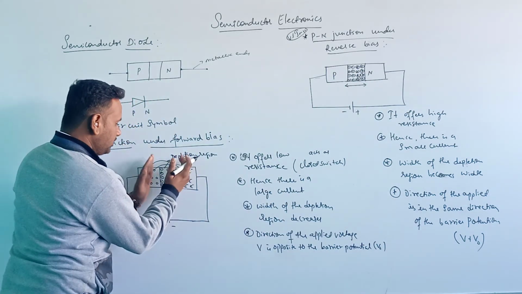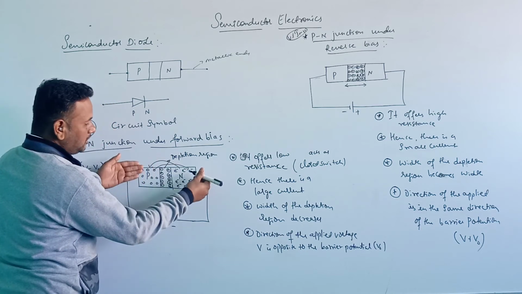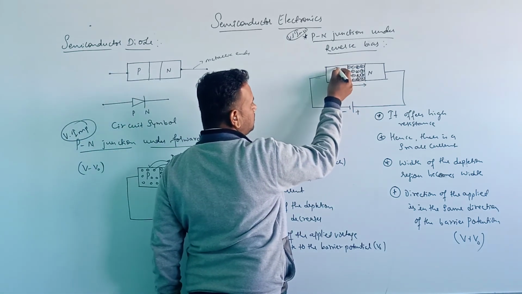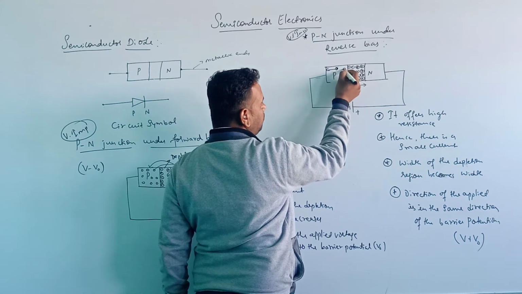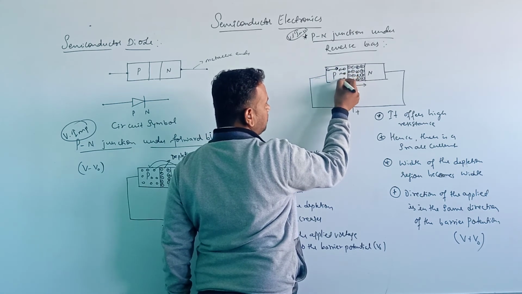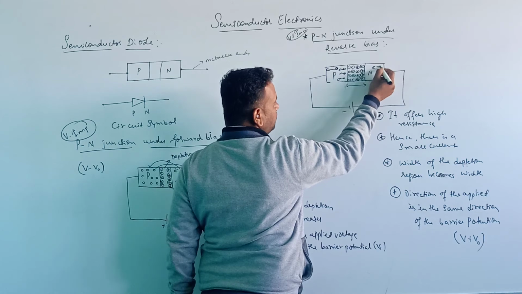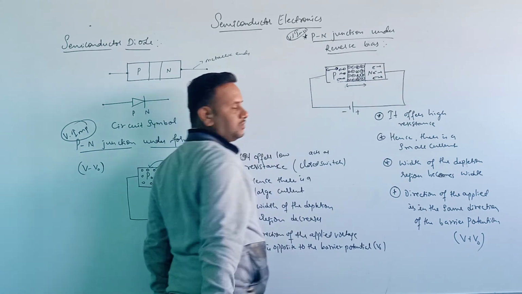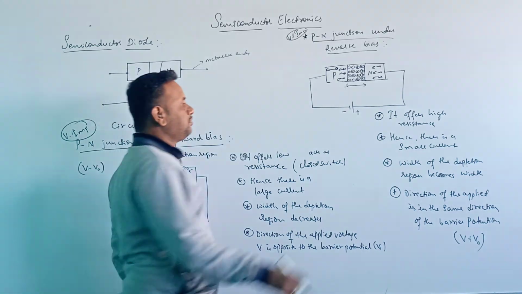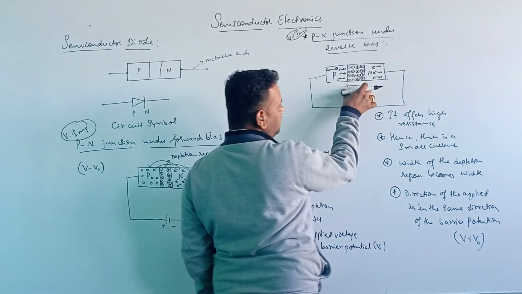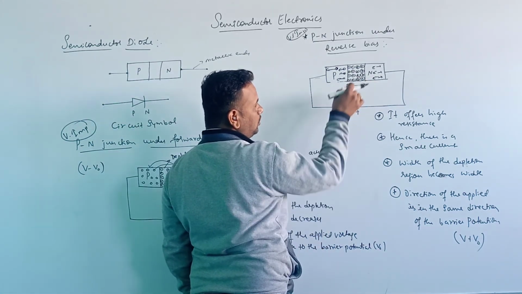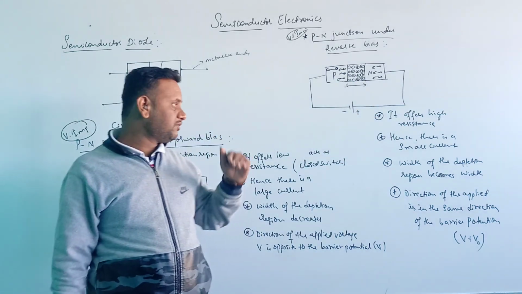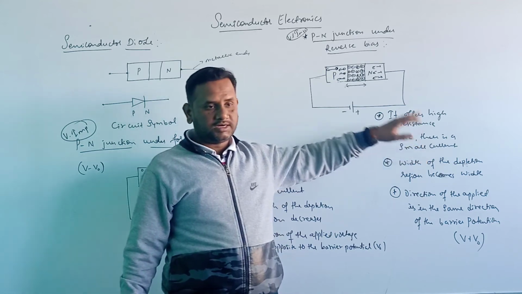यहाँ पे विड्थ कम हो रहा है क्योंकि ये डिफ्यूज हो रहे थे इलेक्ट्रॉन्स, और यहाँ पे ये इस तरफ जा रहे हैं. Holes are moving in this direction, and electrons are also moving in this direction. So hence the depletion region will increase, and due to this there will be a small current here.